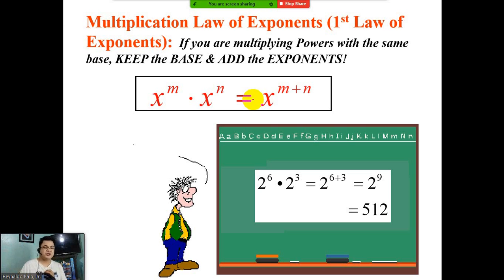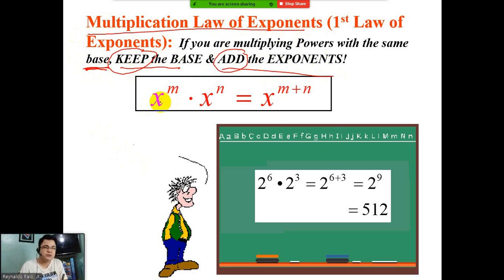Let's have the first law of exponents, the multiplication law, or some other books call it the first law of exponents. This means that if you are multiplying powers with the same base, take note of the same base, keep the base and add the exponents. You have to take note of the words keep and add. The multiplication law of exponents says that if we have the same base, just keep the base and then add the exponents.